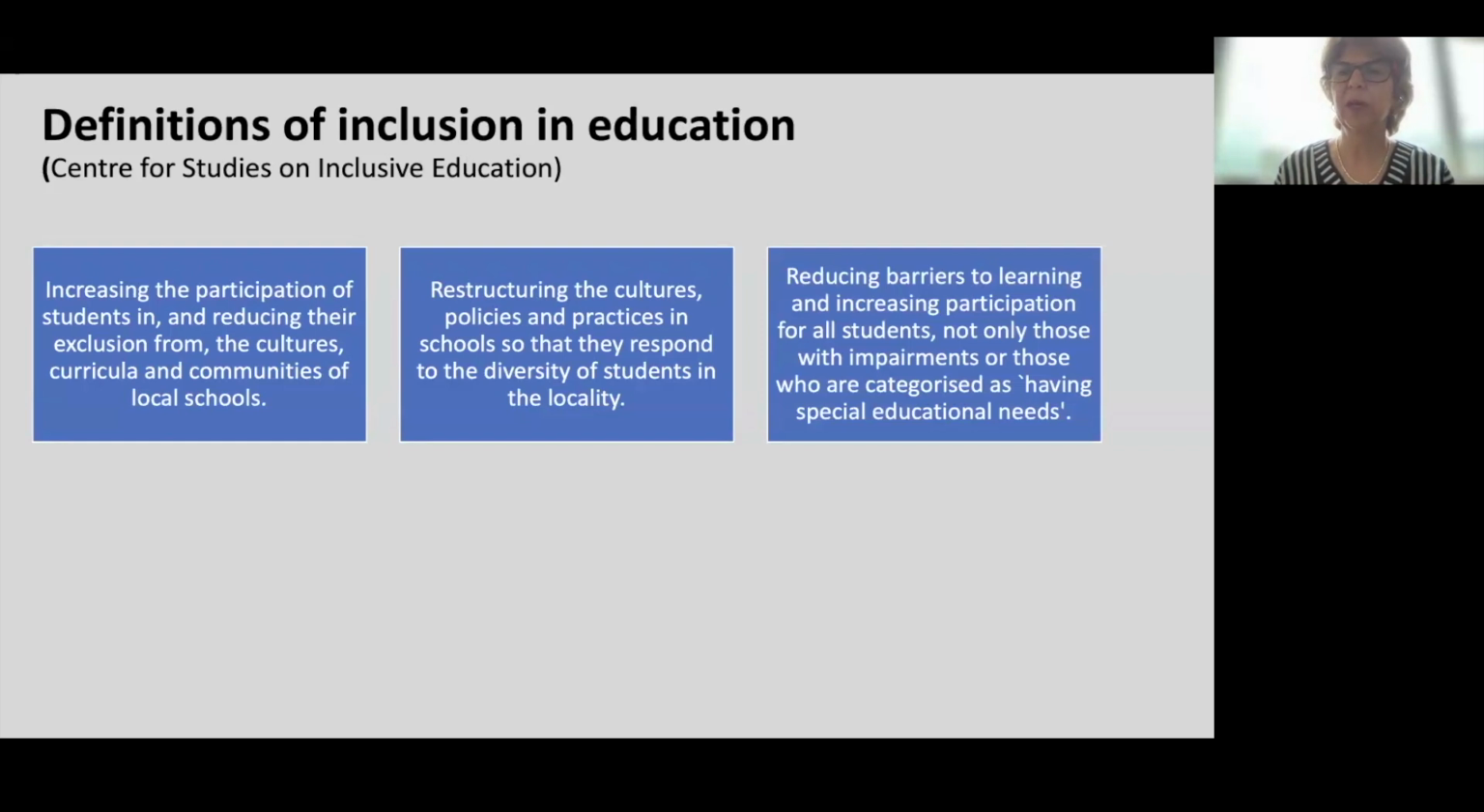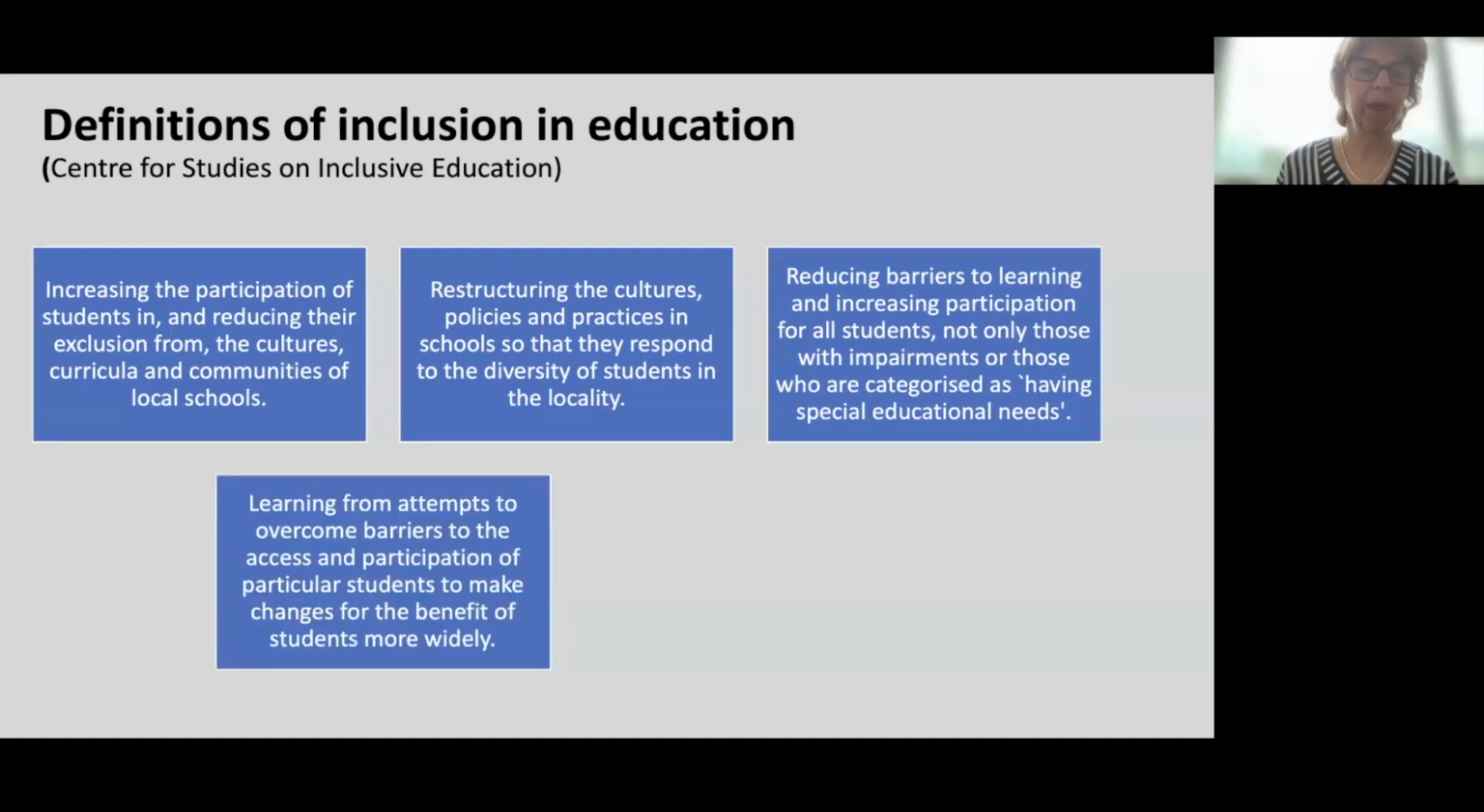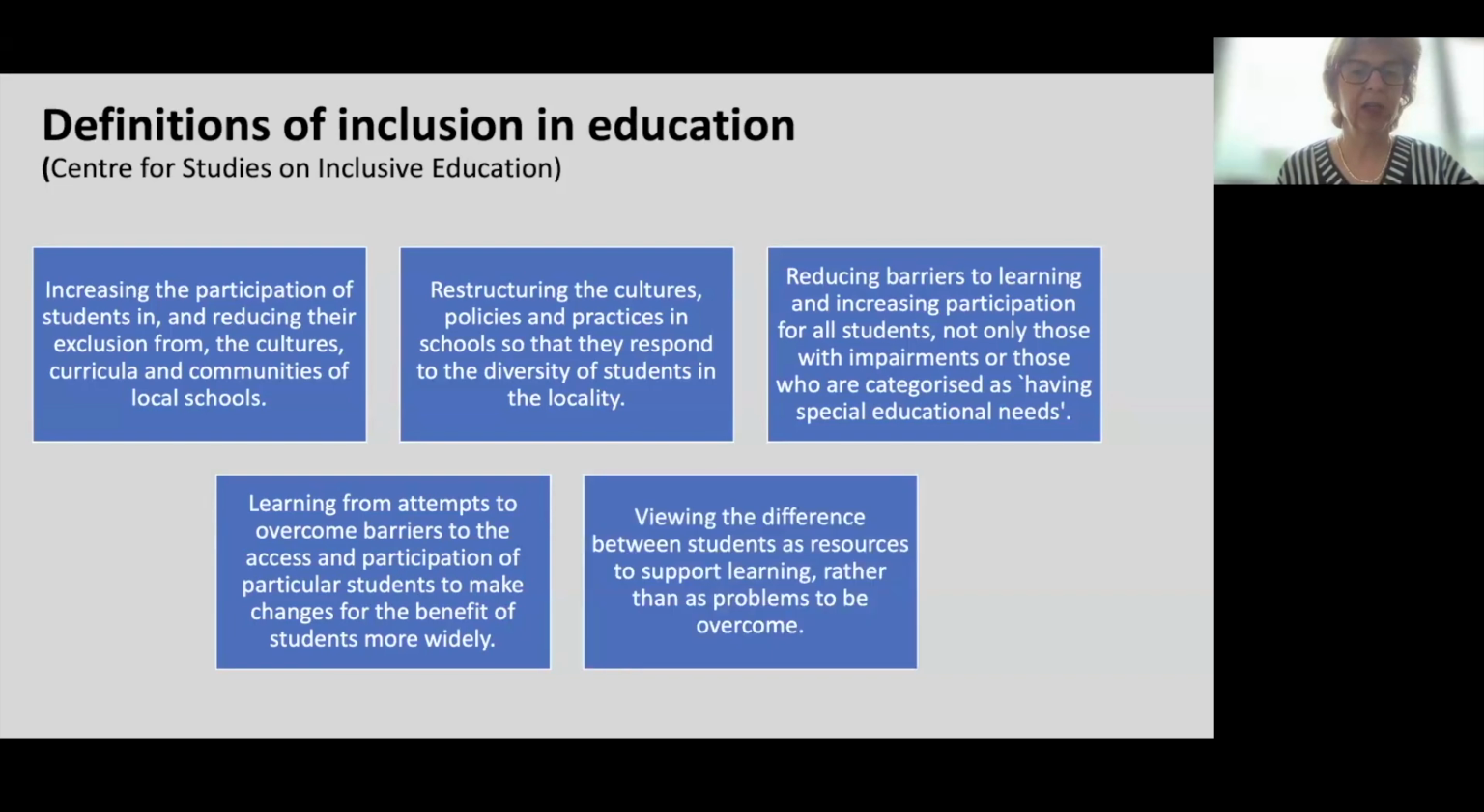Reducing barriers to learning and increasing participation for all students, not only those with impairments or those who are categorized as having special educational needs. So what is really important about inclusive education is that it's not just about students who have disabilities or some kind of additional needs. It's about everybody. And when we try to reduce these barriers, we also need to learn from our attempts to overcome these barriers to access and participation so that we can make changes that benefit the students more widely.